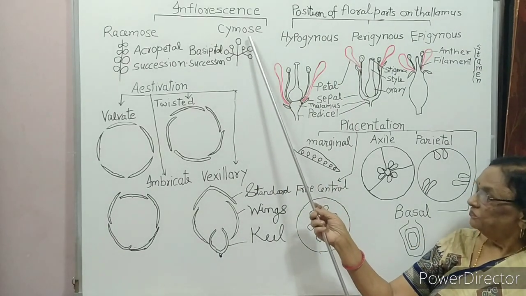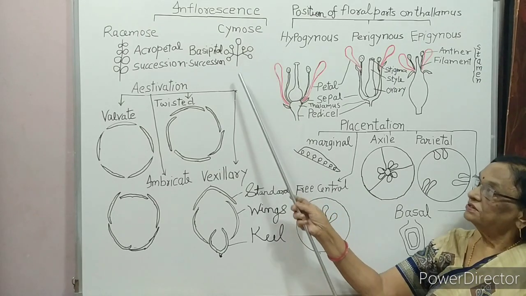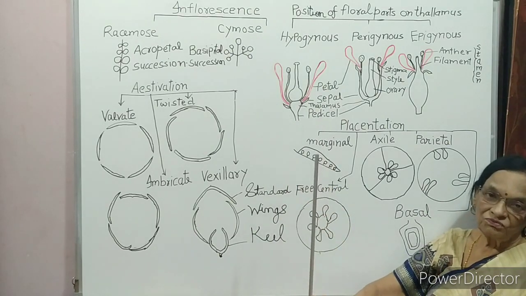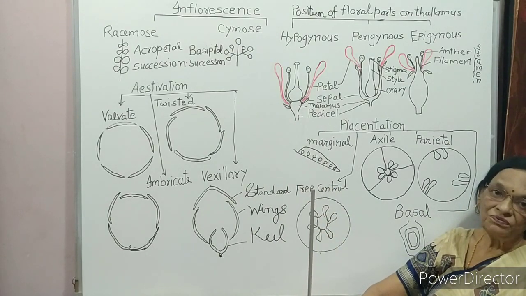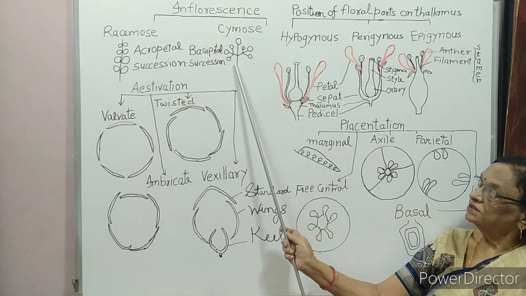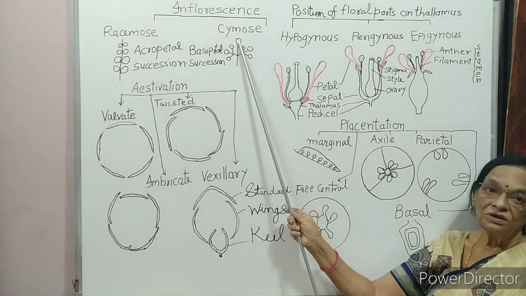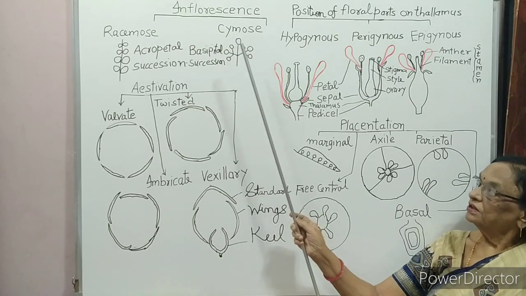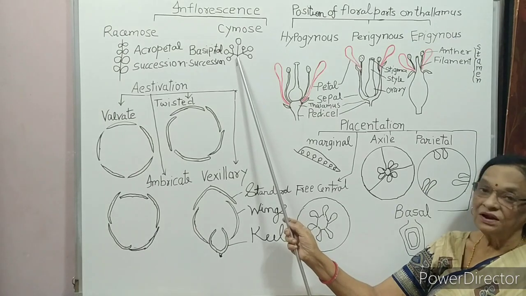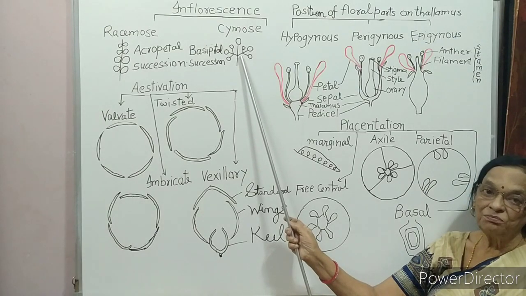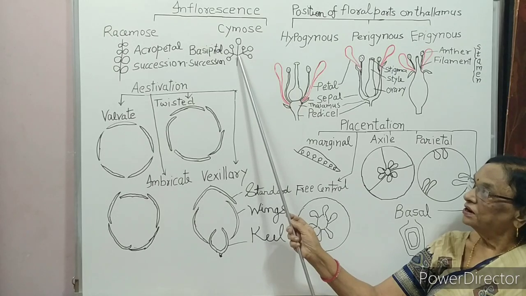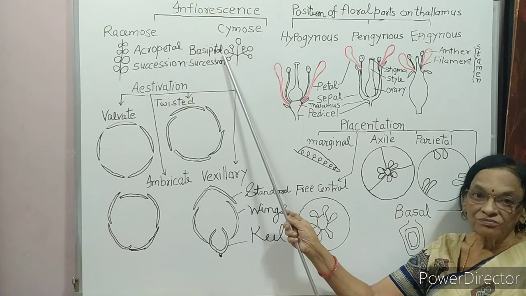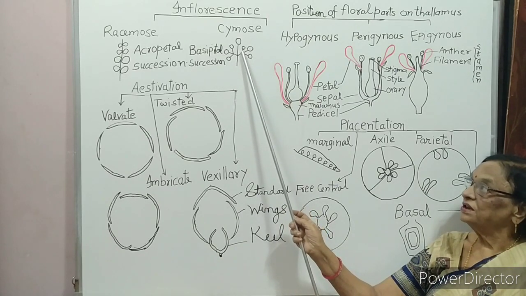In cymose inflorescence, the main axis stops growing due to formation of a flower. The growth is continued by an axillary bud. This axillary bud forms the main axis. Again it stops growing, and again a new branch develops.